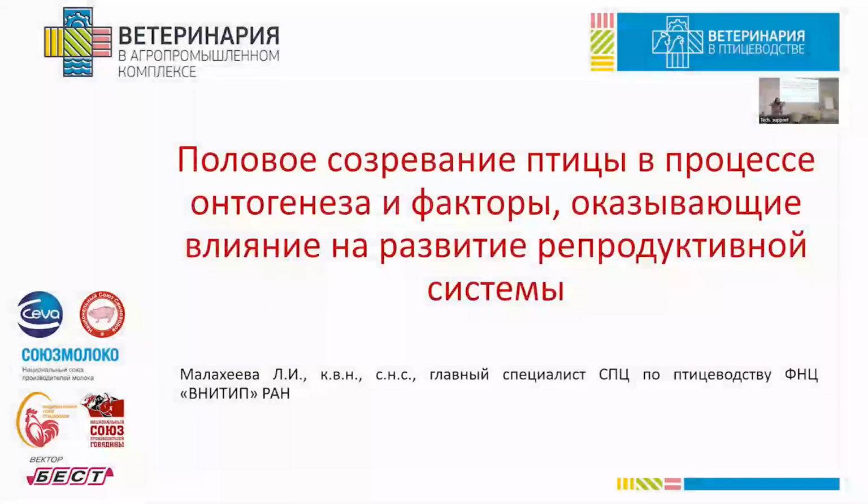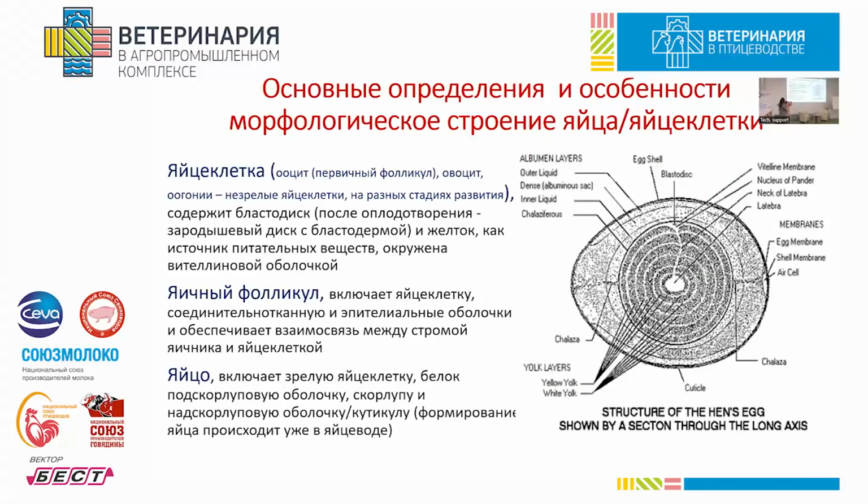Anyway, before we move on to the ontogenesis, let's try to recollect the main terms and definitions so that we clearly understand what nosology units we're talking about. Because oftentimes people confuse ovums with oocytes, with follicles, and oftentimes people confuse follicles at different stages of development with the ovum and so on and so forth. Let's start with the oocyte or ovum.